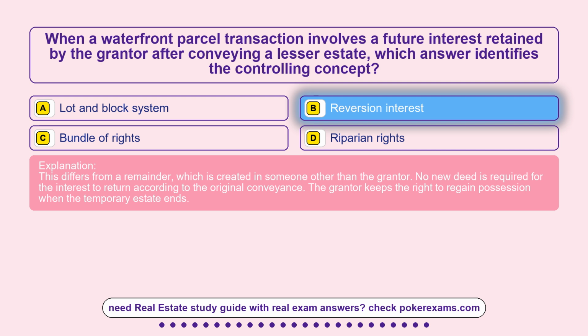No new deed is required for the interest to return according to the original conveyance. The grantor keeps the right to regain possession when the temporary estate ends.